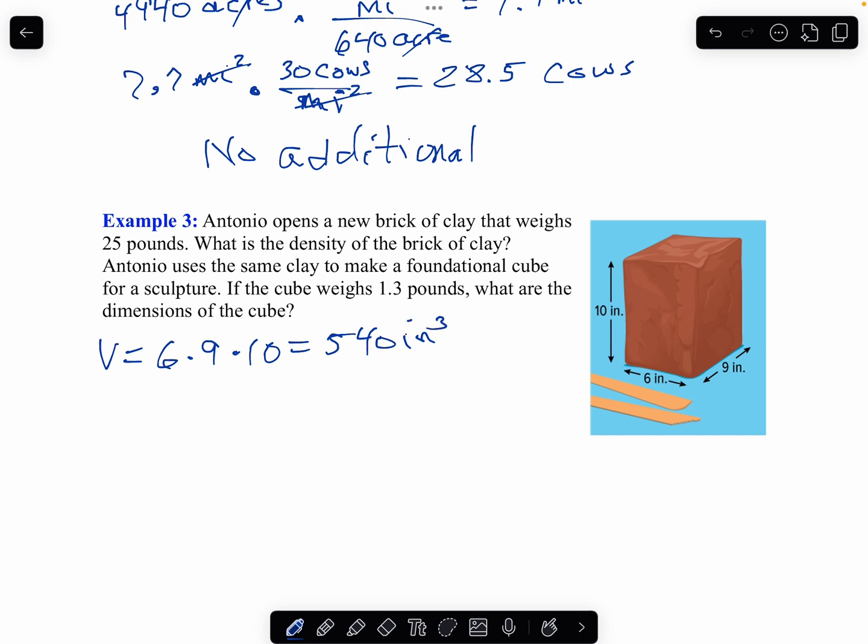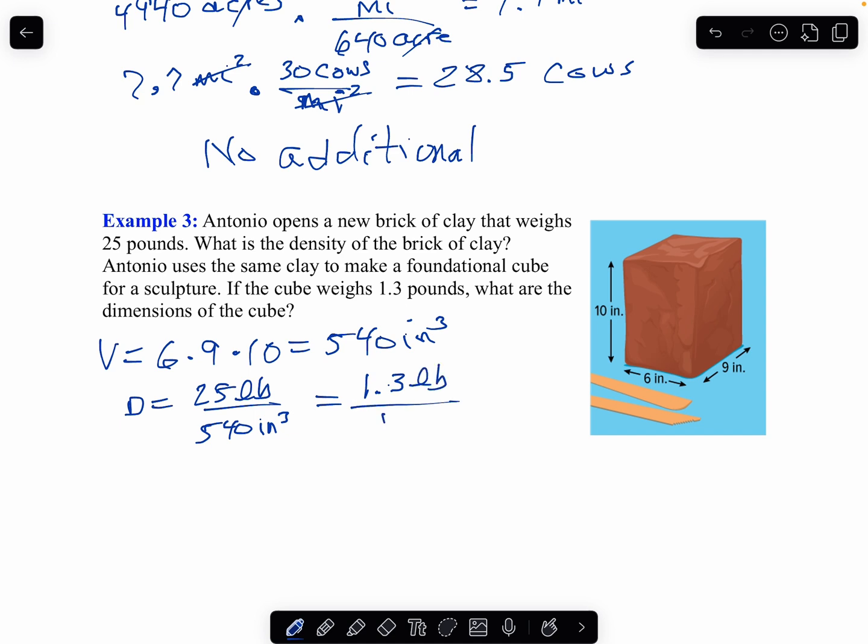So my density is going to be 25 pounds per 540 cubic inches. Now, I could do this, but if I read the question further on, Antonio uses the same clay to make a foundational cube for a sculpture. I know the smaller cube weighs 1.3 pounds, and I want to know the dimensions of the cube.